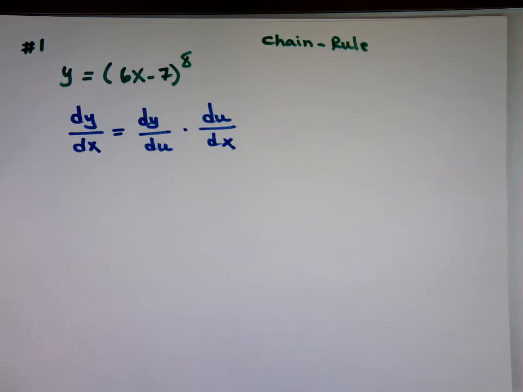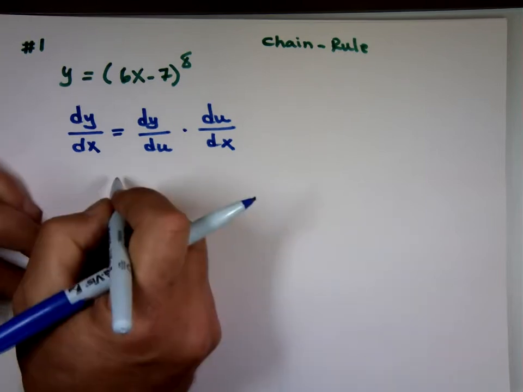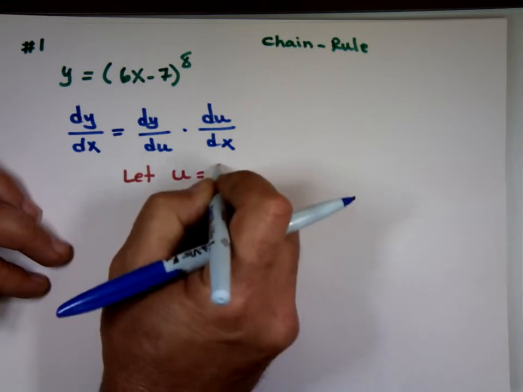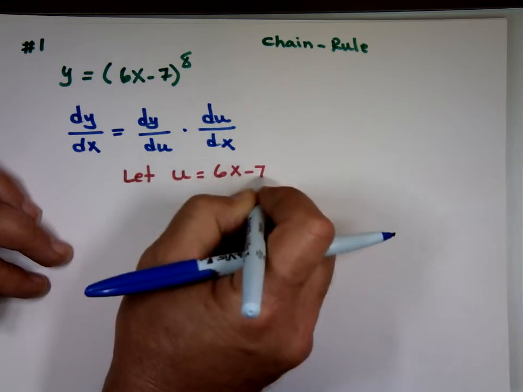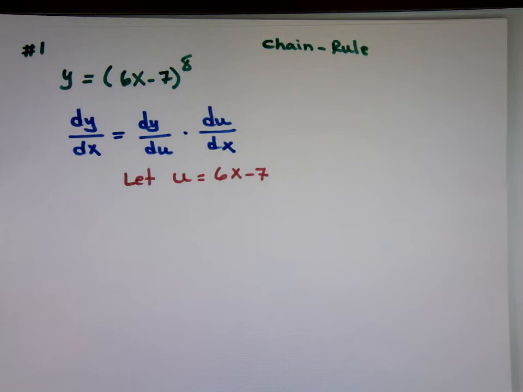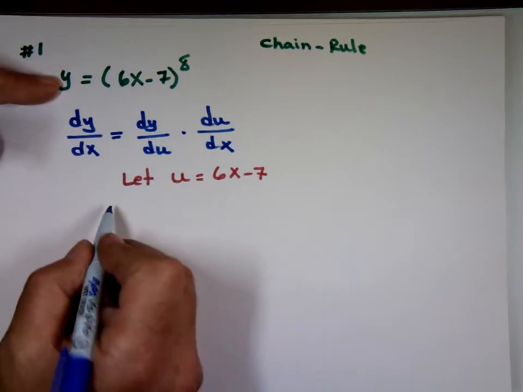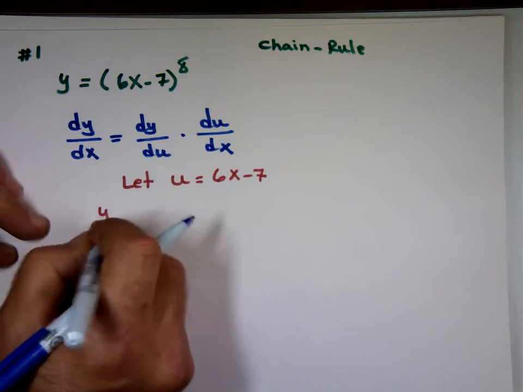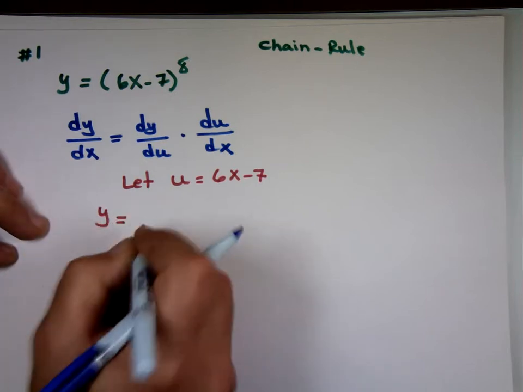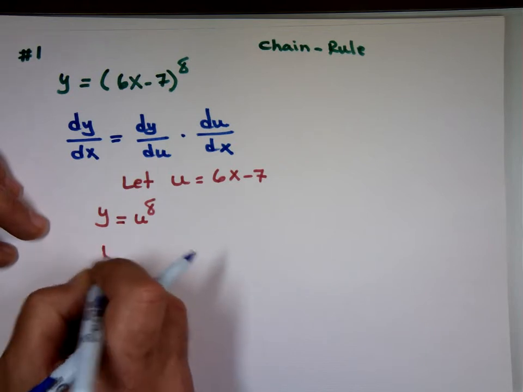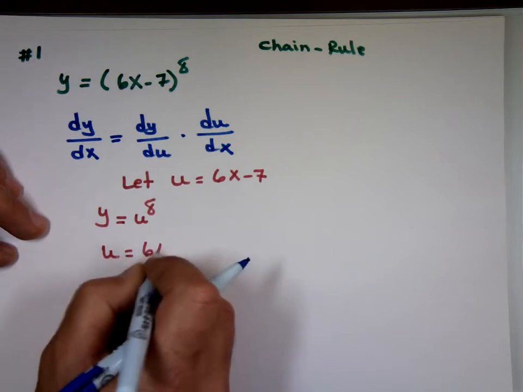So in this example, I will let u equal 6x − 7. If you do that, then this problem can be written as y equals what? u to the 8th, and u equals 6x − 7.